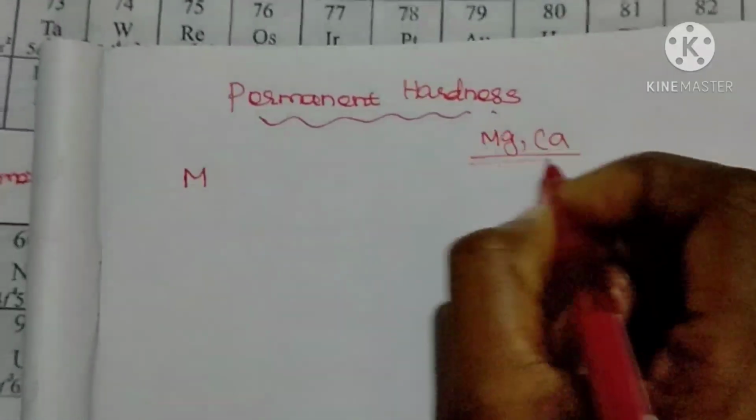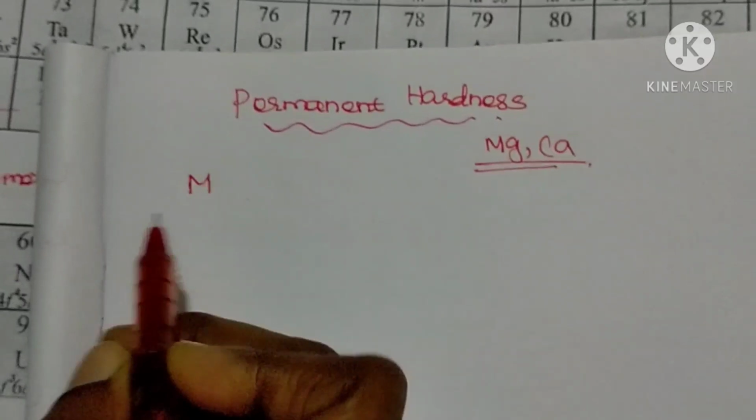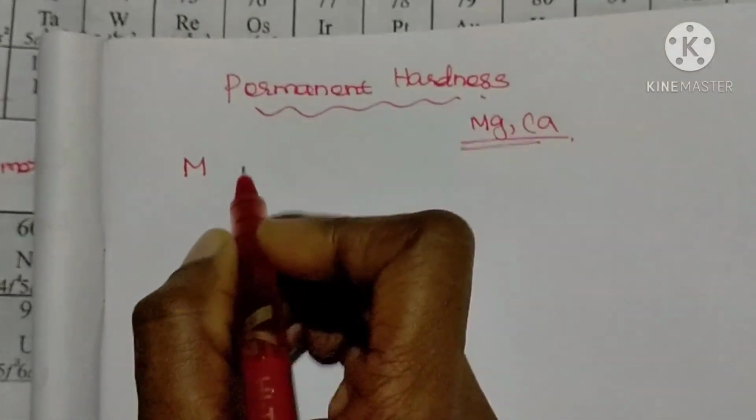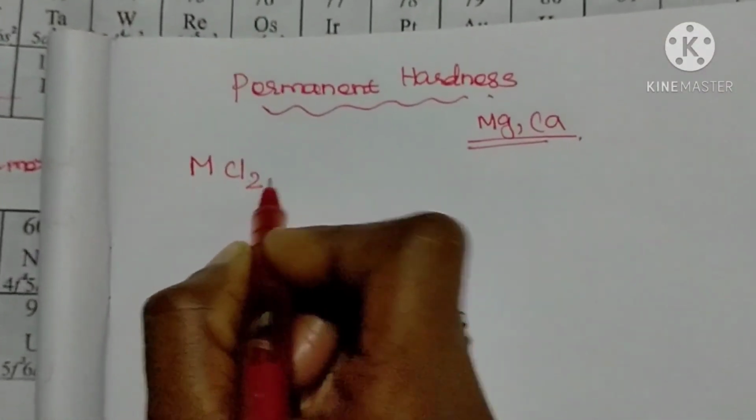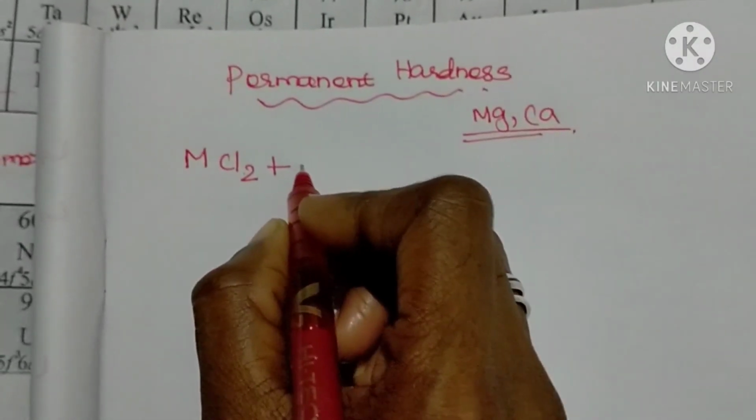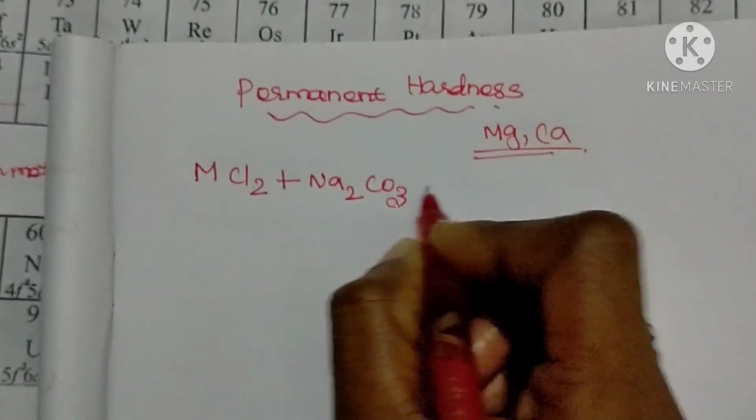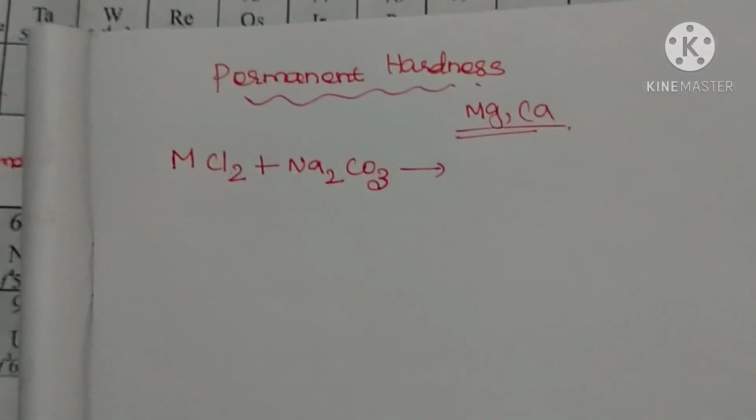For the removal of hardness from permanent hard water, M denotes the metal. Which metals are present in permanent hardness? Magnesium and calcium, these two metal cations. You can denote magnesium and calcium as M. Magnesium chloride or calcium chloride is treated with washing soda.